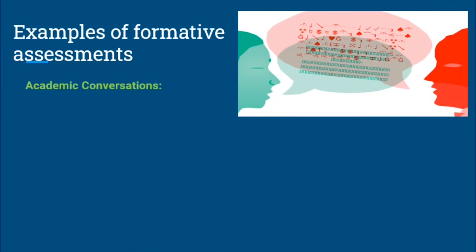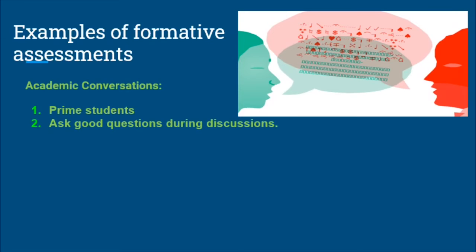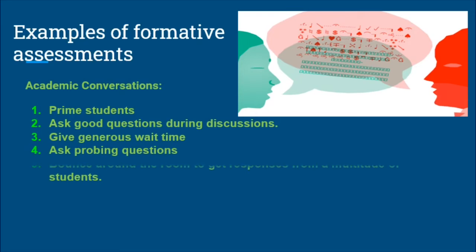Academic conversations. Prime students by establishing norms and expectations in discussions. Ask good questions during discussions. Avoid questions that suggest a right or wrong answer or are overly broad and intimidating. Ask probing questions to find out what students know, need to know, and have misunderstood. Figure out what the next steps for teaching are. Be sure to elicit a response from multiple students. Avoid going for the first hands raised.